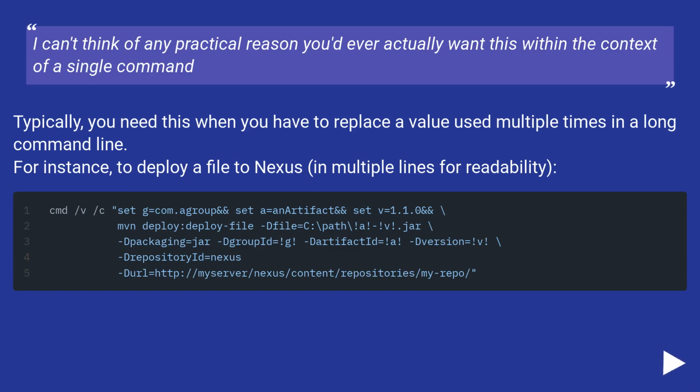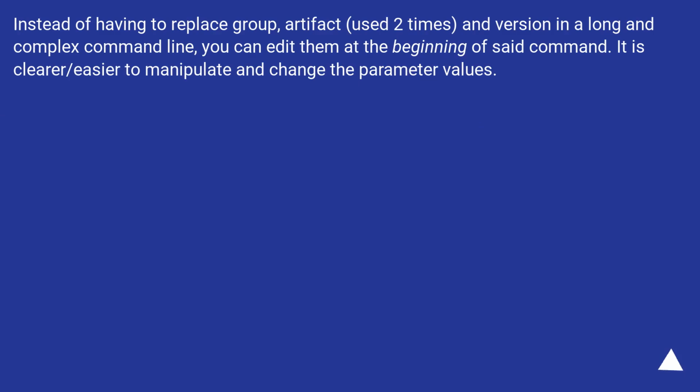I can't think of any practical reason you'd ever actually want this within the context of a single command. Typically, you need this when you have to replace a value used multiple times in a long command line. For instance, to deploy a file to Nexus in multiple lines for readability. Instead of having to replace group, artifact, and version, used 2 times in a long and complex command line, you can edit them at the beginning of said command. It is clearer and easier to manipulate and change the parameter values.